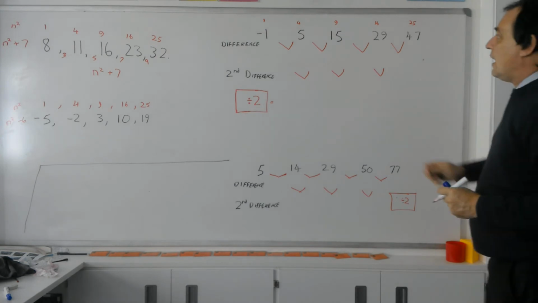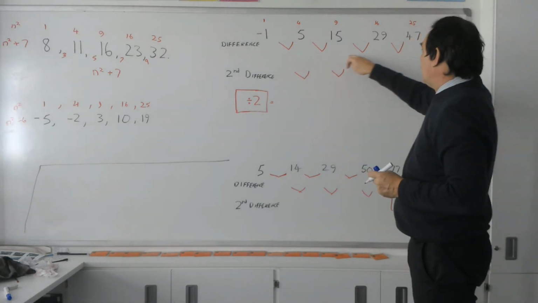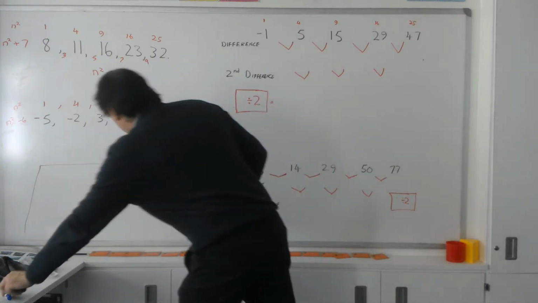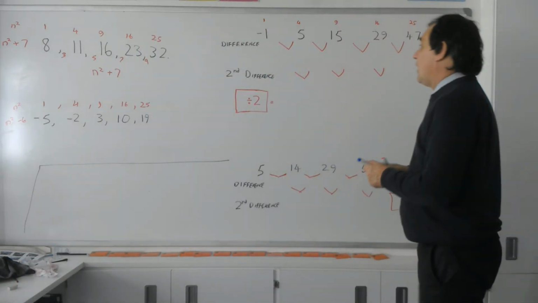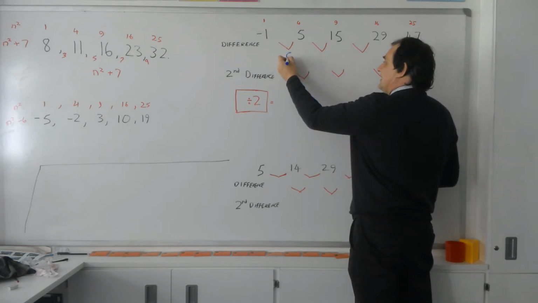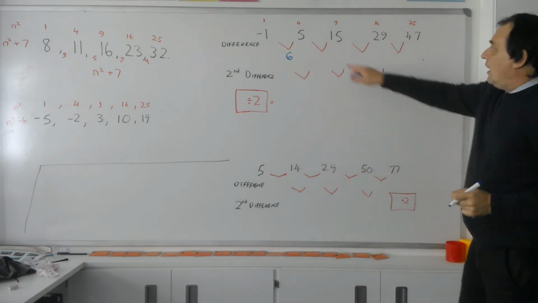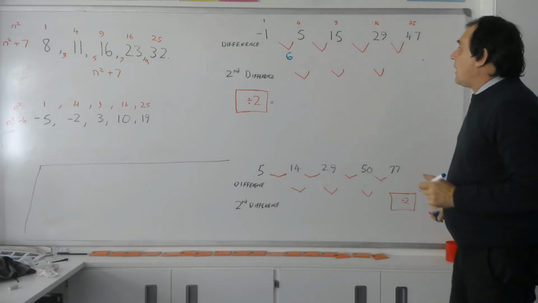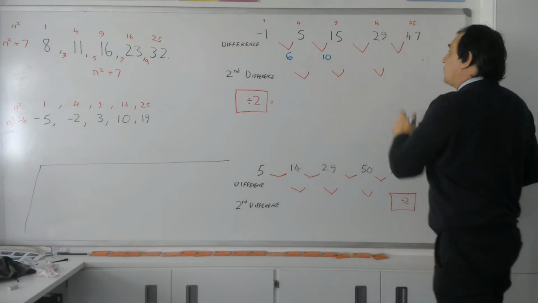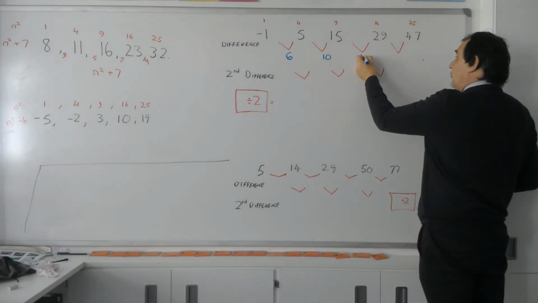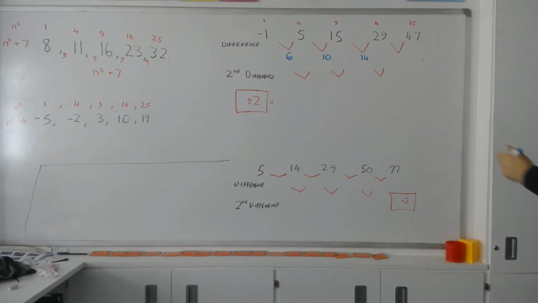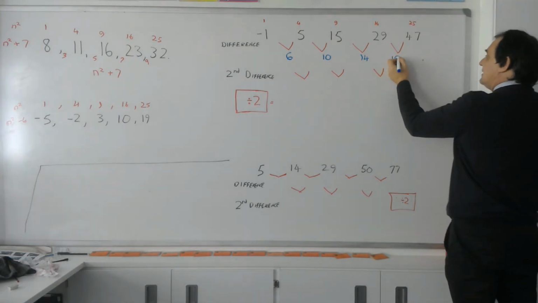So what we do is we work out, first of all, the difference between each of these numbers. So I'm going to work out my difference between minus 1 and 5. In other words, what is the gap between minus 1 and 5? The answer to that is 6. Gap between 5 and 15 is 10. And then the gap between 15 and 29 is 14. And then the gap between 29 and 47 is 18.